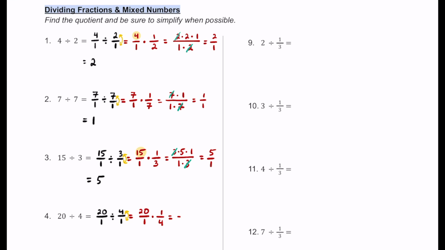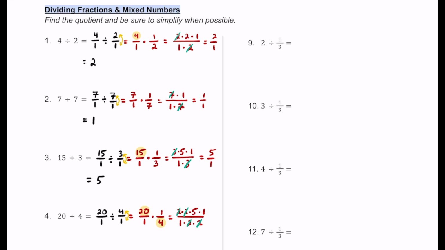Okay, so at this point, we have a composite number of 20 and a composite number of 4. So what does 20 break into? 20 breaks into 2 times 10, and the 10 breaks into 2 times 5. So we have 2, 2, 5, and 1. And on bottom, we have the 1, and then 4 breaks into 2 times 2. Alrighty, so these 2's will cancel out, and these 2's will cancel out.